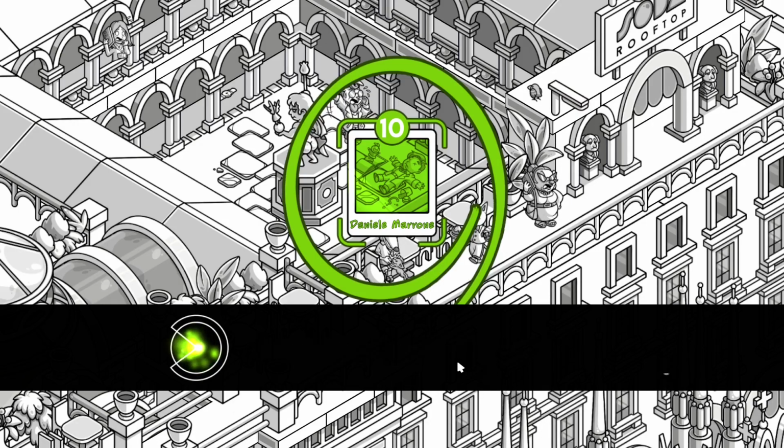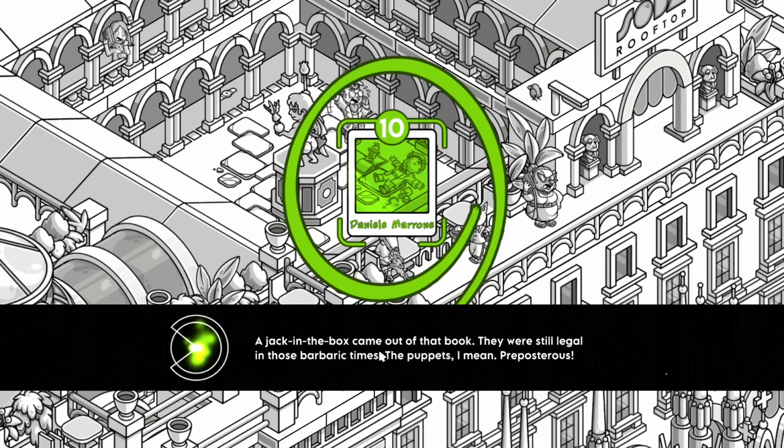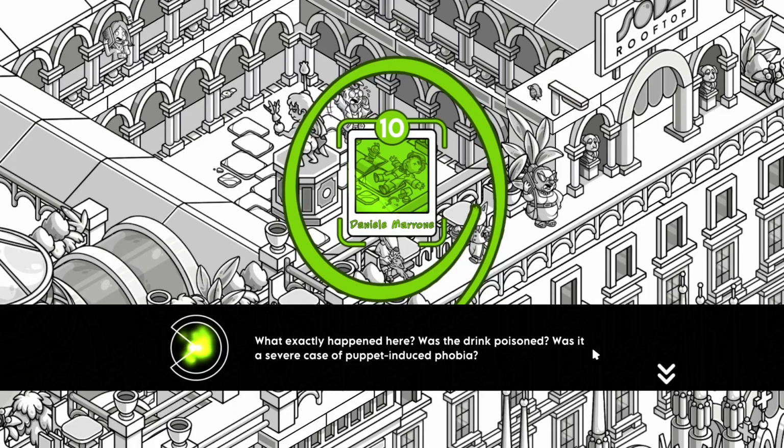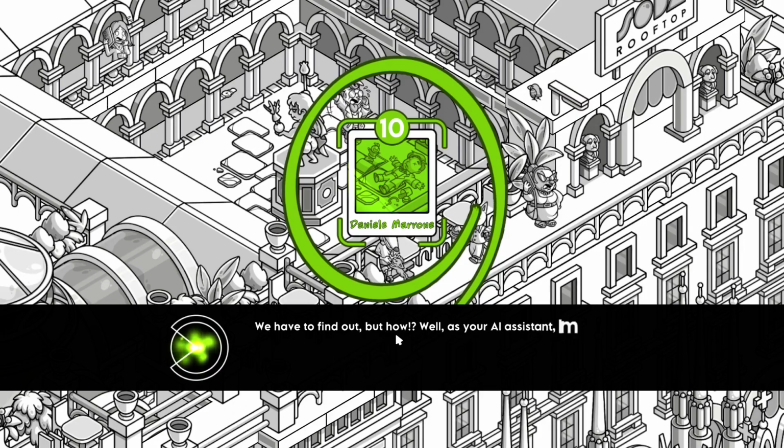What's that, detective? Check this out. Jack in the Box came out of the book, which is illegal in these barbaric times. The puppets, preposterous. There's more though. A lime-scented drink has been spilled on the ground. What exactly happened here? Was the drink poisoned? Or was it a severe case of puppet-induced phobia? We have to find out, but how?